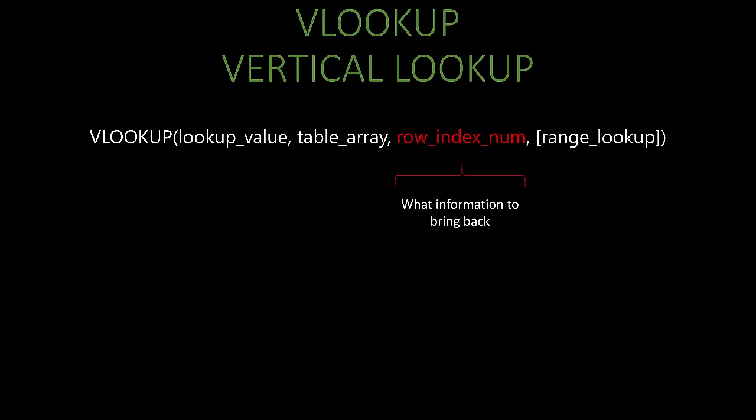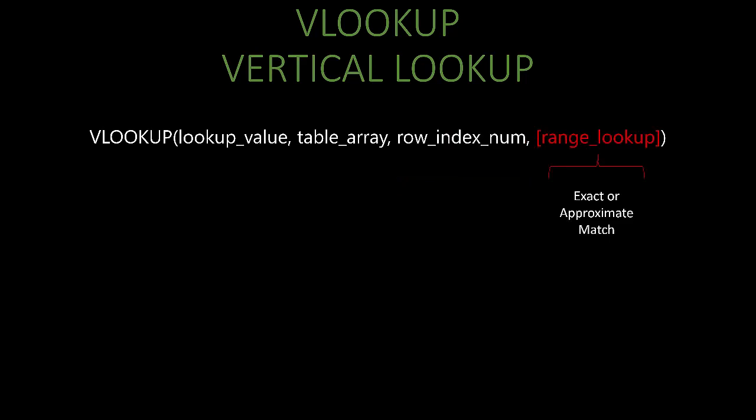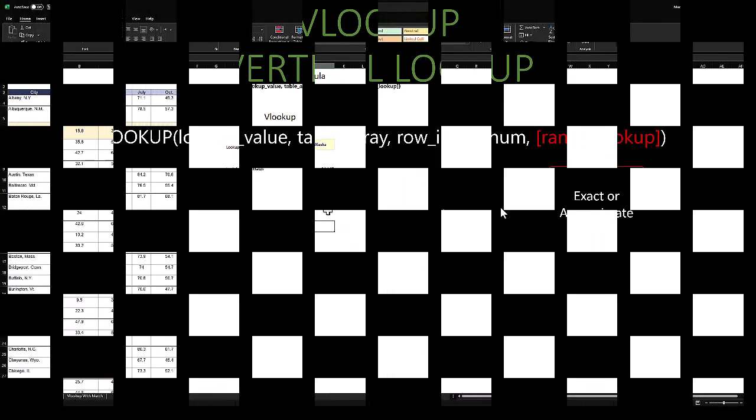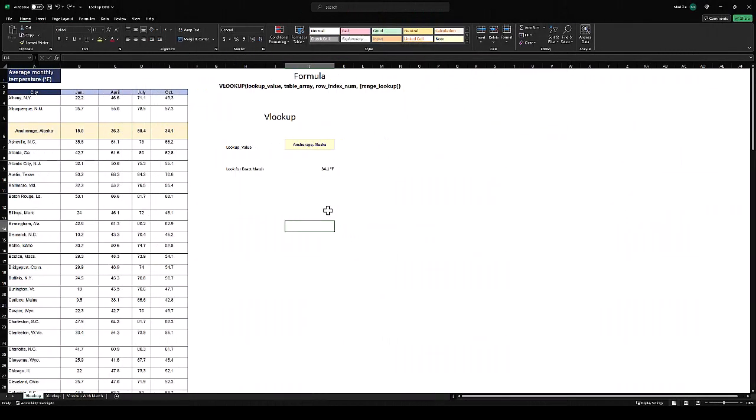The third argument is the row index num. What information to bring back? And the last one is, do you want an exact match or a close one? I always recommend to use the exact match. Let's go ahead and use the formula in Excel.